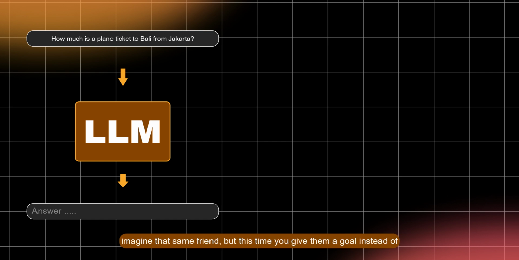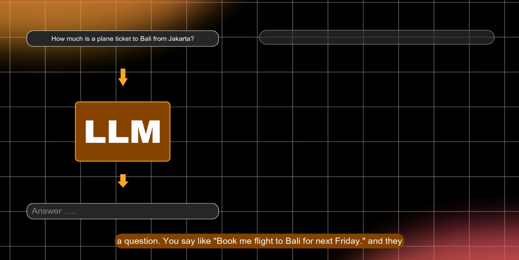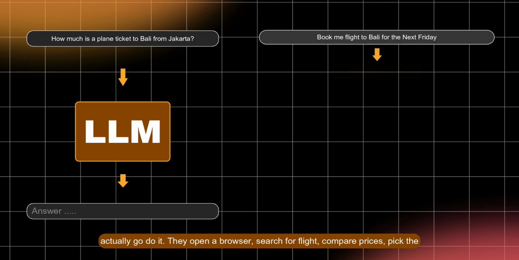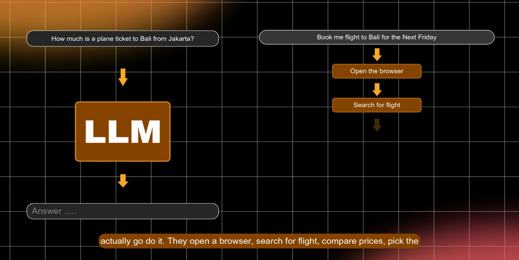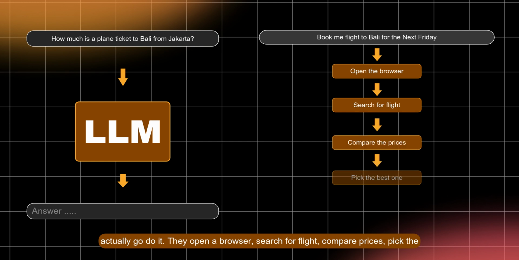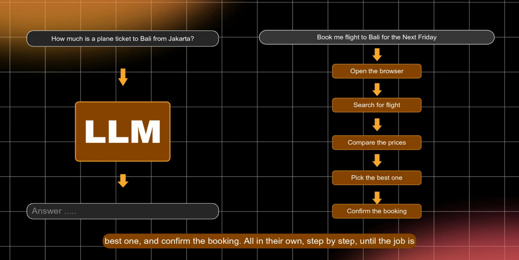And now, imagine the same friend, but this time, you give them a goal instead of a question. You say, like, book me a flight to Bali for next Friday, and they actually go do it. They open the browser, search for flights, compare prices, pick the best one, and confirm the booking. All on their own, step by step, until the job is done. And that's an AI agent.